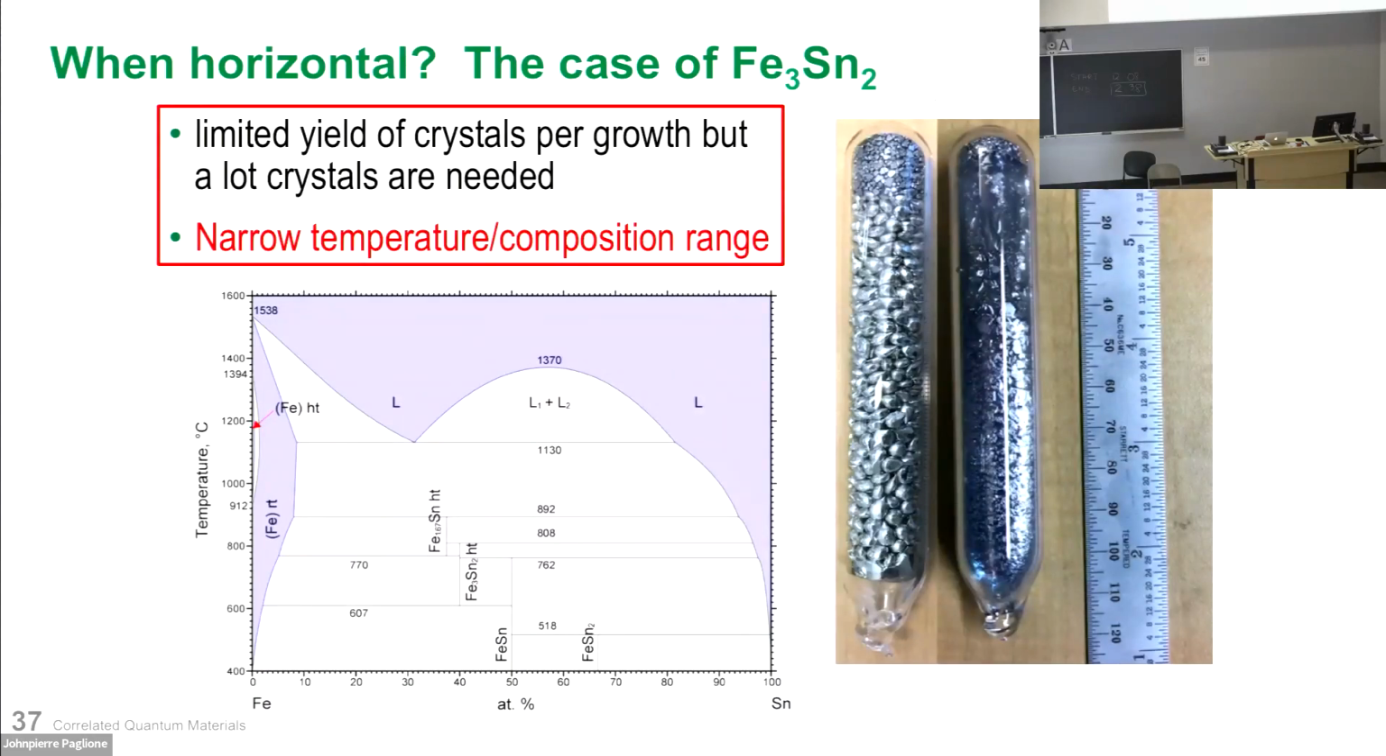Here's another compound that's interesting. This is iron 310-2. Yeah, go ahead. For this liquid transport, how much liquid would you need, like to cover half of the ampule? Usually you need quite a bit of liquid. But I think there certainly has to be a liquid region all along the temperature gradient. Okay.